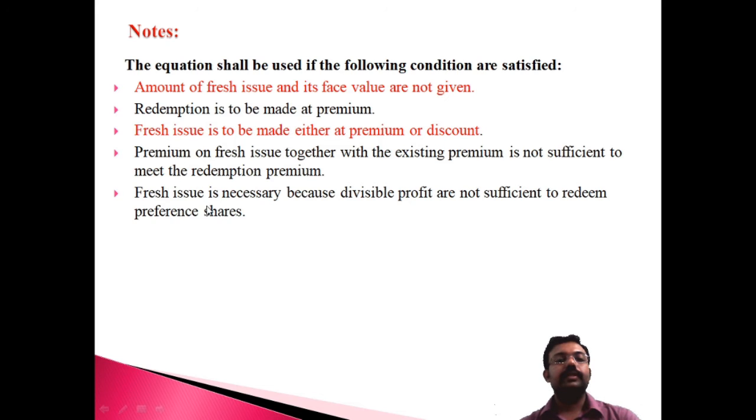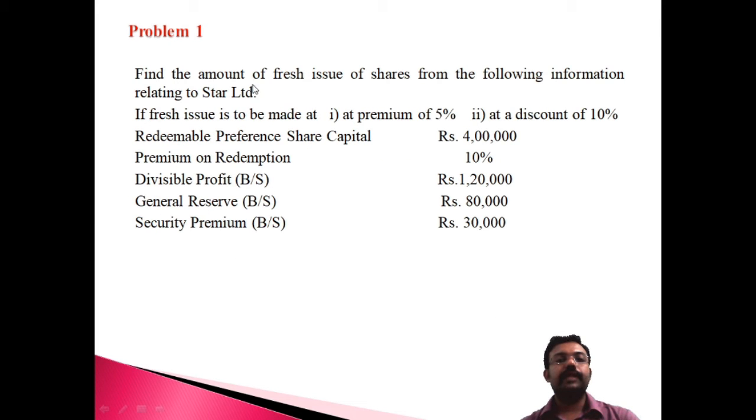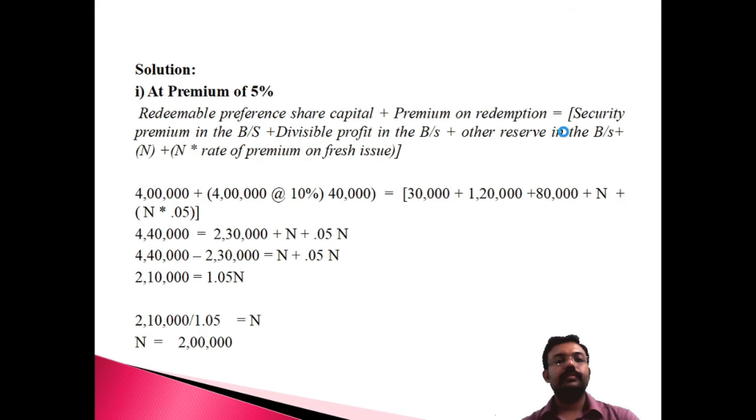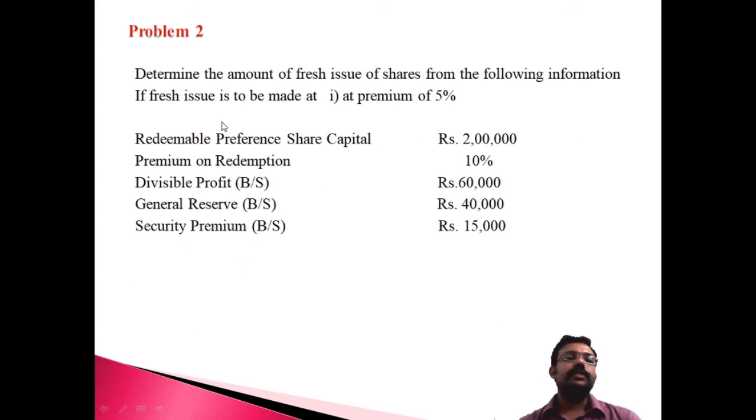So that's the first question, to find out the amount of fresh issue in the form of premium and discount. And the second question: determine the amount of the fresh issue of shares for the following situation. Fresh issue to be made at a premium. The redeemable preference share capital is 2 lakh, premium on redemption is 10%, divisible profit is 60,000, general reserve 40,000, securities premium is 15,000.